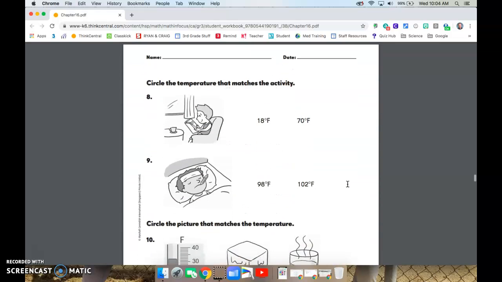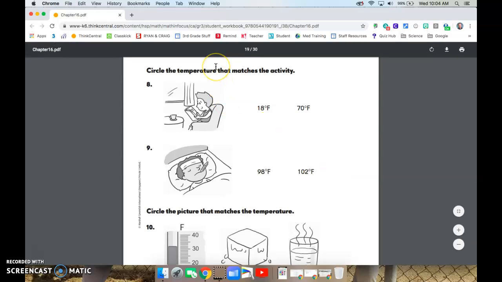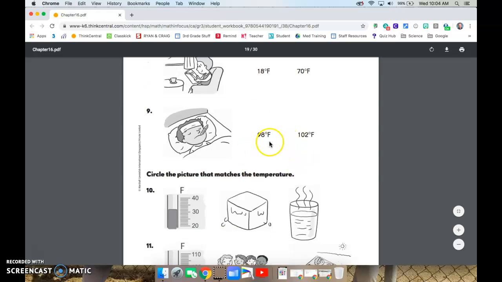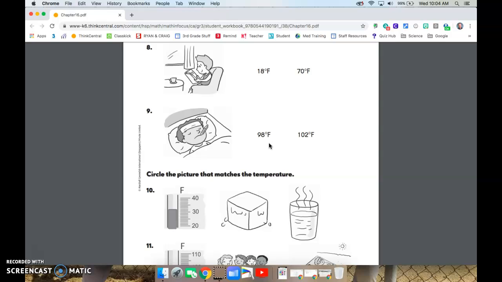All right, let's look up here at 8. Circle the temperature that matches the activity. Comfortably reading inside of a house. Again, that's probably going to be about 70 degrees, right? 18 would be freezing cold. These two are both really close. 98 and 102 is only a couple apart. You know, it's only 4 degrees apart.